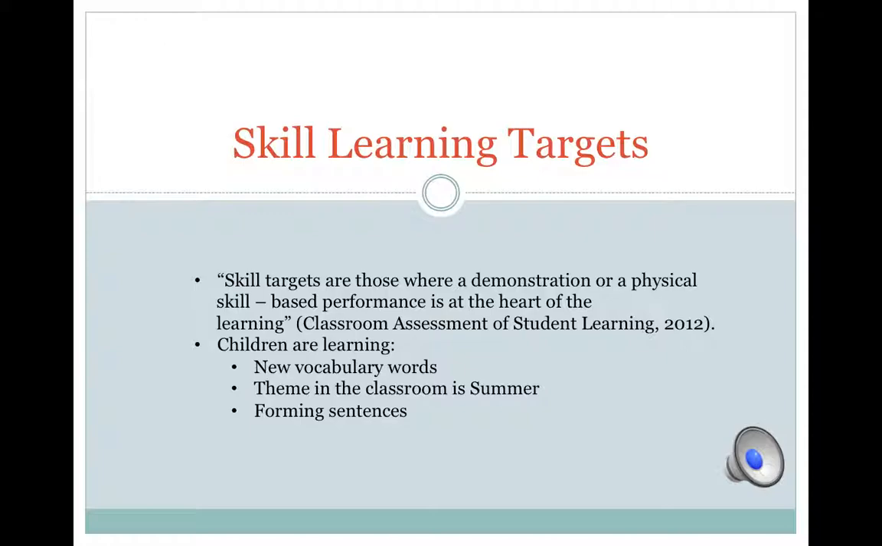One of my children, for example, walked in the classroom and said, The sun is shining today and I am so happy. In this case, that child was able to identify their feelings based off how the weather was that day.